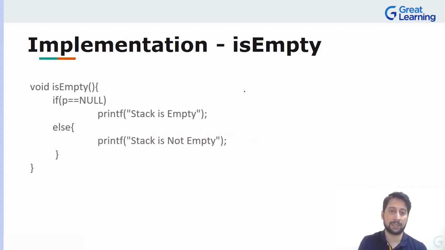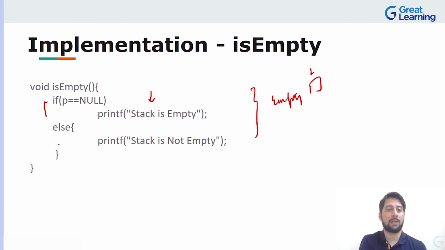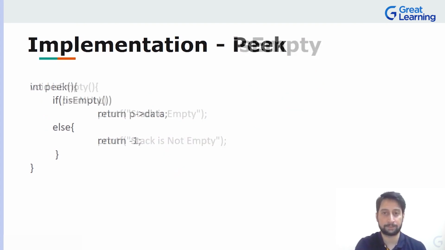Now what about is empty? Yes, this will be the scenario, right? If our stack is empty, that means if there are no nodes available in the linked list, at that time p will be equal to null. So we'll say stack is empty, else we will say our stack is not empty. That's it. Okay, let's move ahead.